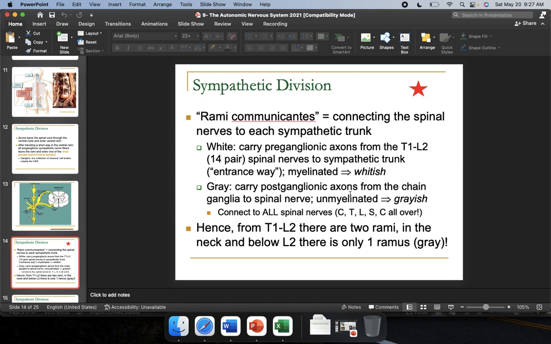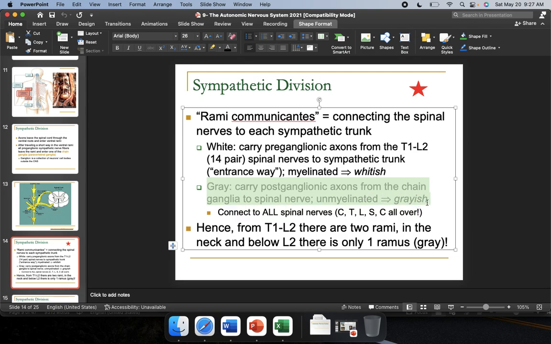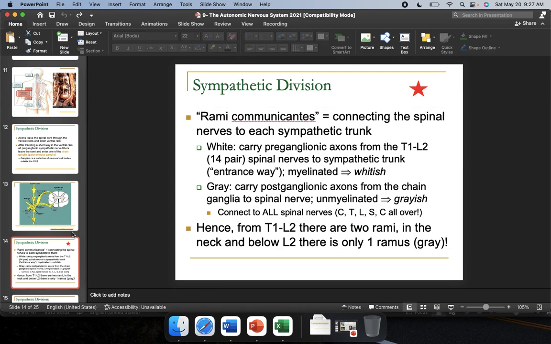However, at the cervical and sacral regions, they don't have an entrance of a sympathetic nerve system. And so we are only going to have gray in the cervical and sacral regions, and then we'll also have gray in the thoracolumbar region. Hopefully that makes sense. I might hit on that again just to make sure it's clear on Monday.